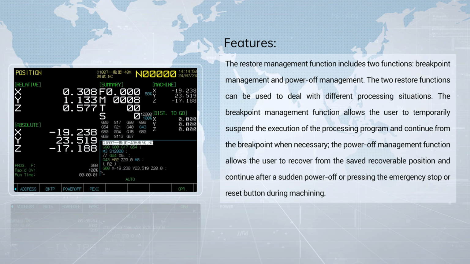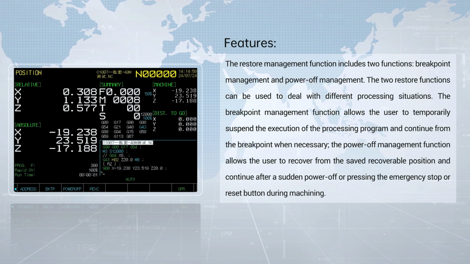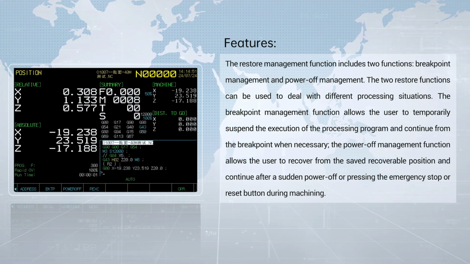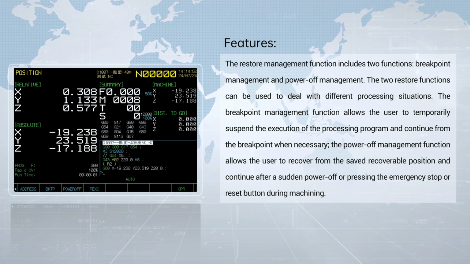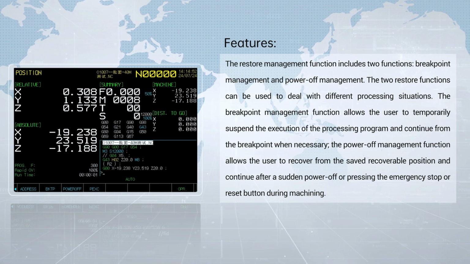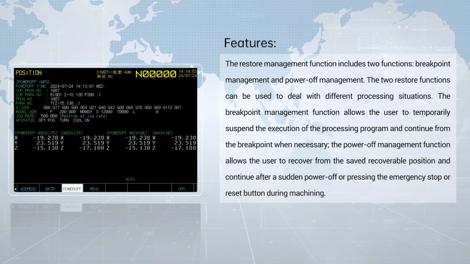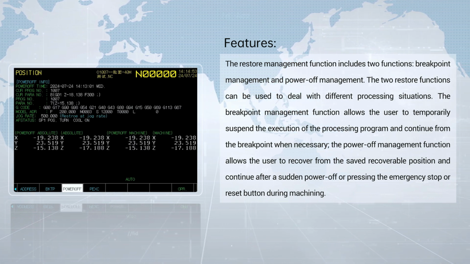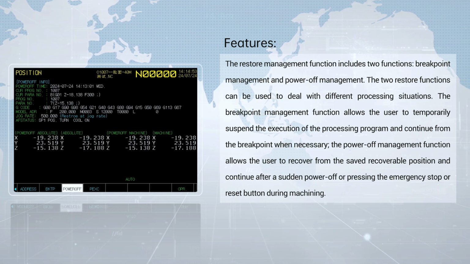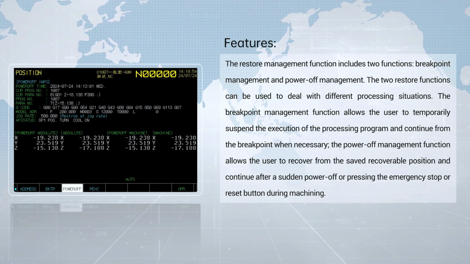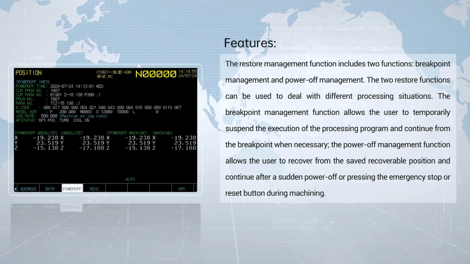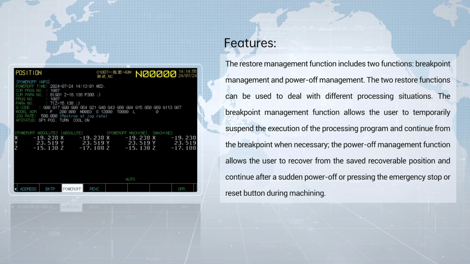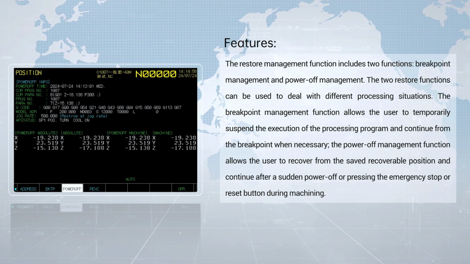The restore management function includes two functions: breakpoint management and power off management. The two restore functions can be used to deal with different processing situations. The breakpoint management function allows the user to temporarily suspend the execution of the processing program and continue from the breakpoint when necessary. The power off management function allows the user to recover from the saved recoverable position and continue after a sudden power off or pressing the emergency stop or reset button during machining.